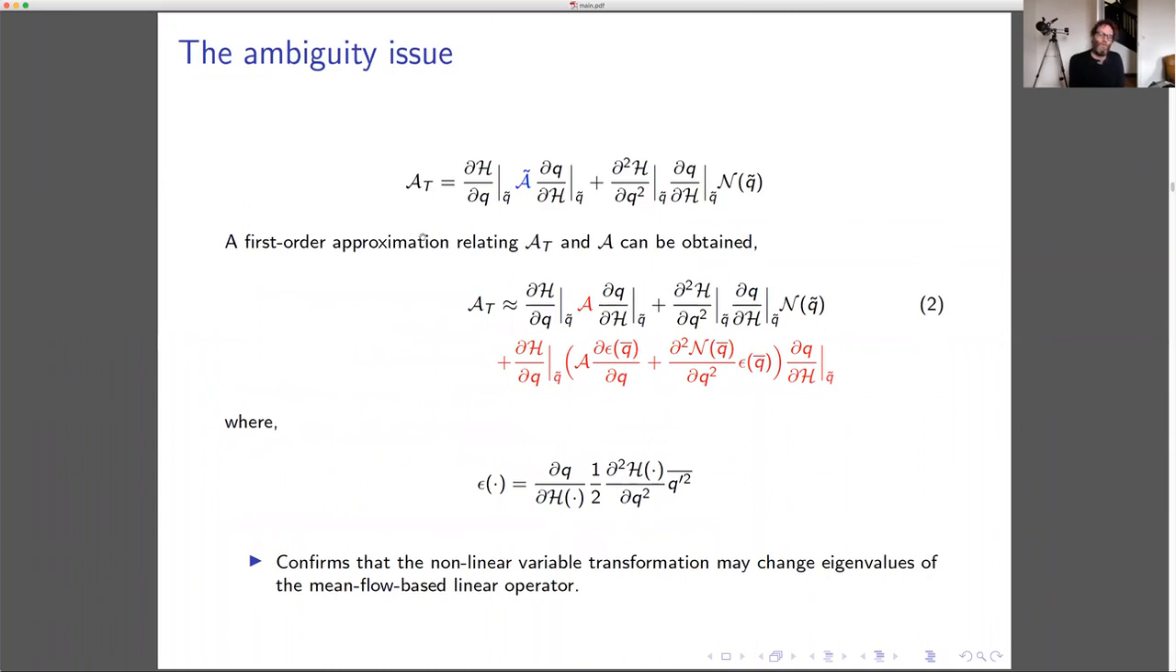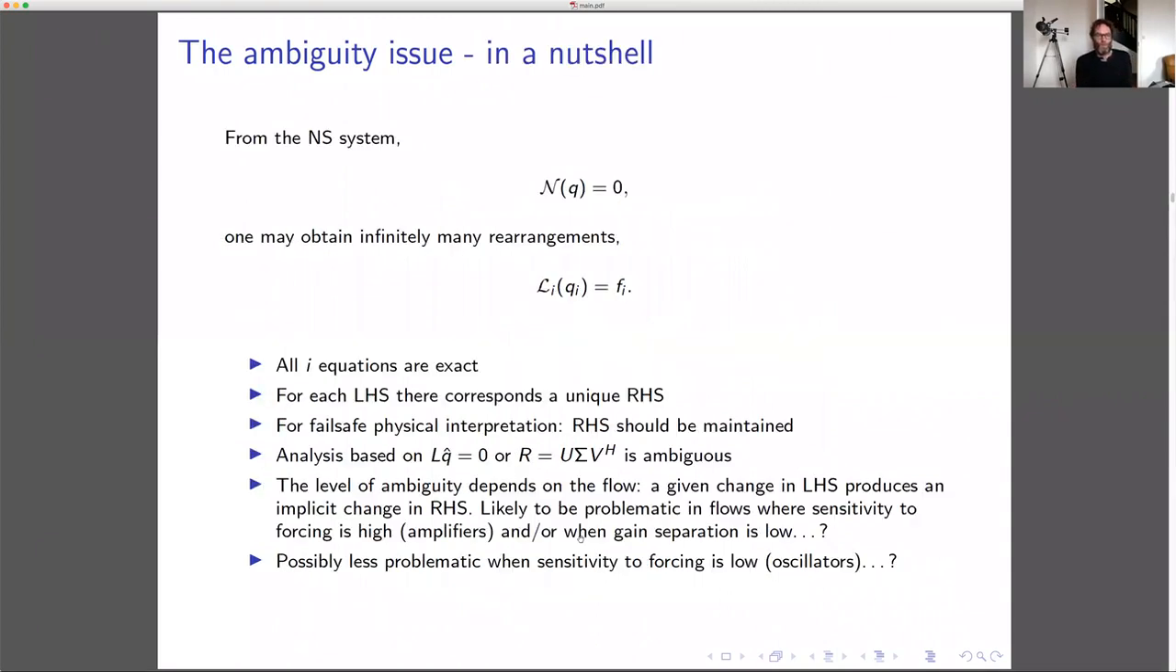As I said, we'd rather have an expression giving us the relationship between A_t and A. It turns out that you can get a first order approximation to this by using a bunch of Taylor series expansions that I'll spare you the details of. But that gives you this expression, which is different from the one above in all of the red terms. We don't need to get into the details of all of these terms, because basically what this expression is doing is confirming the fact that you don't have a simple similarity transform between A and A_t once you're talking about linearization about a mean field and a nonlinear variable transformation, because this second term will be non-zero in those cases, as will this one. So this confirms that the nonlinear variable transformation may change the eigenvalues of the operator that you're using to analyze and model your flow. So that's the math.